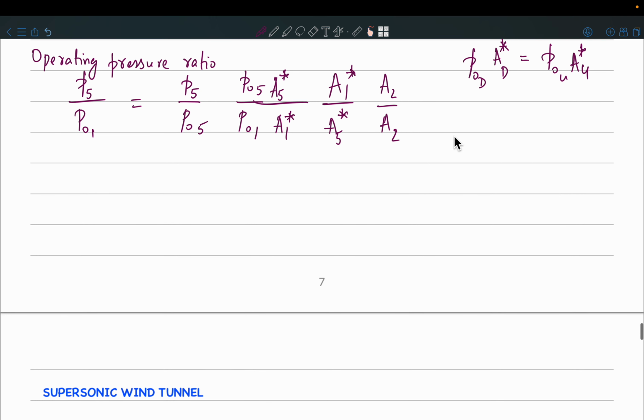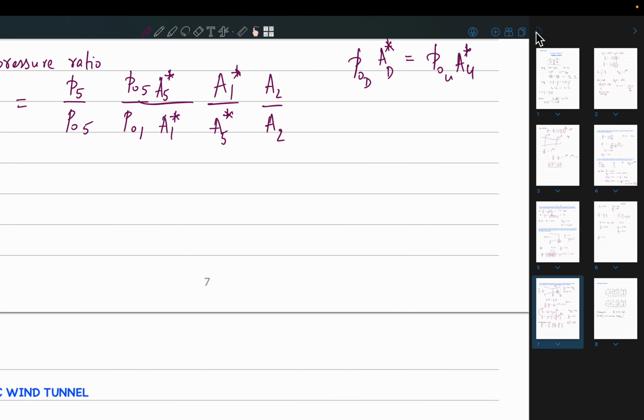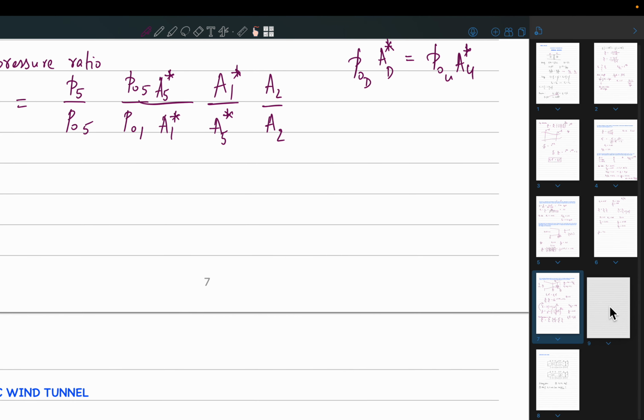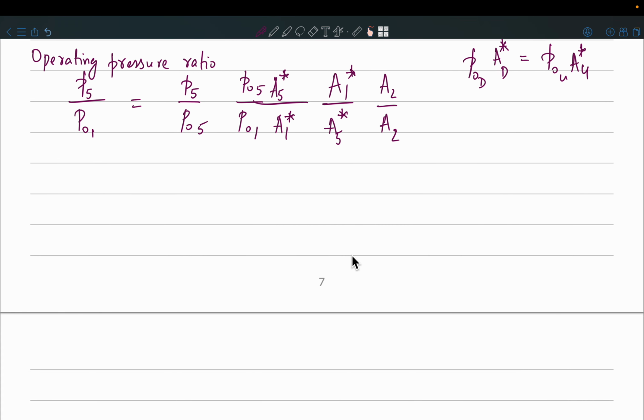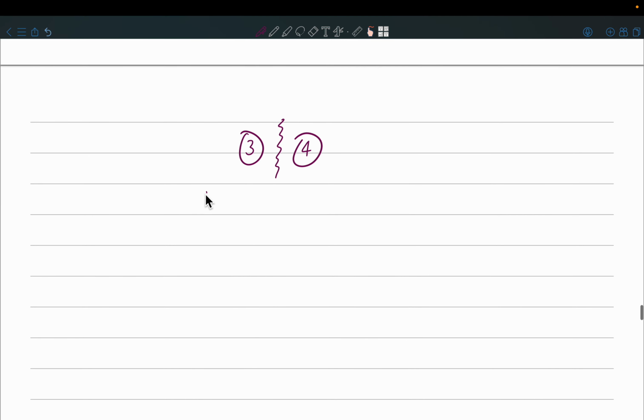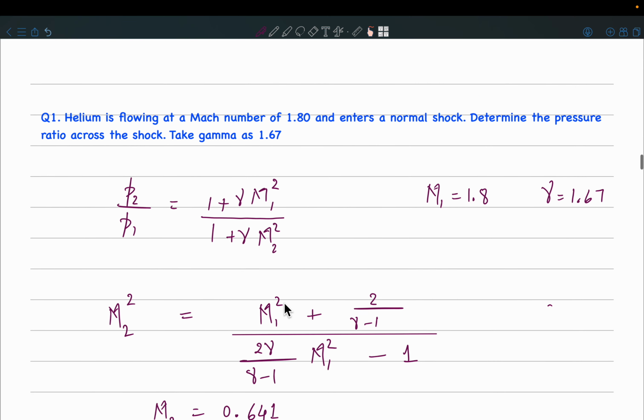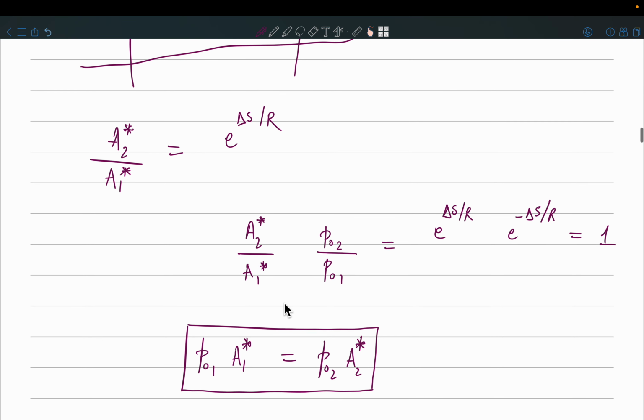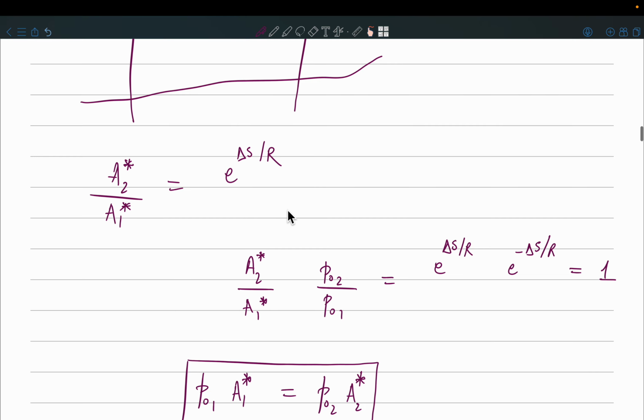I have a shock, so let me just add a page here. Okay, so I'm having a shock which is over here. This is section 3 and this is section 4. Okay, so we know that P04 A4 star is equal to P03 A3 star. Right? Now come back to this derivation. What is A2 star by A1 star? E power delta S by R.